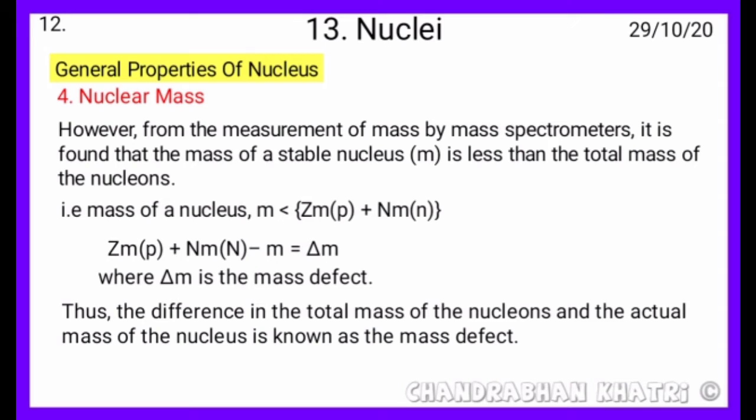Thus, the difference in the total mass of the nucleons and the actual mass of the nucleus is known as the mass defect, and that is denoted by delta m.